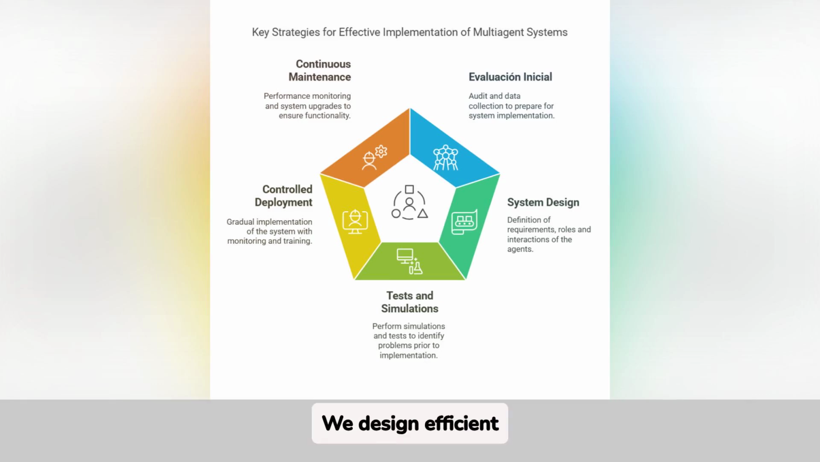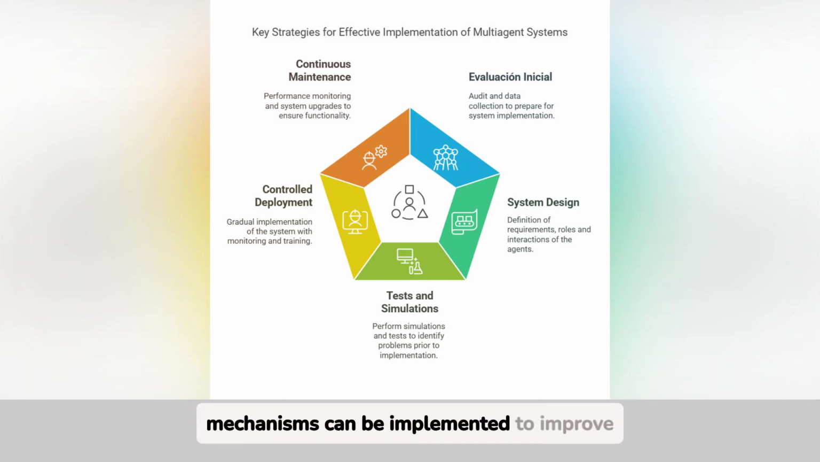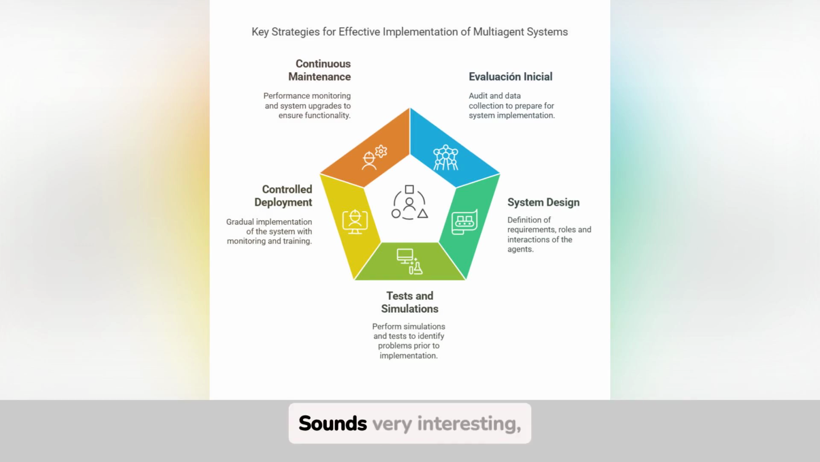We design efficient communication protocols and decision-making mechanisms, allowing agents to interact and coordinate their actions. In addition, we integrate the system with existing platforms to ensure a smooth transition. Machine learning mechanisms can be implemented to improve agent performance in real time. Sounds very interesting, but I am concerned about performance. Is testing done before full implementation?